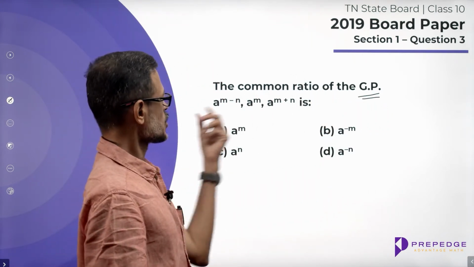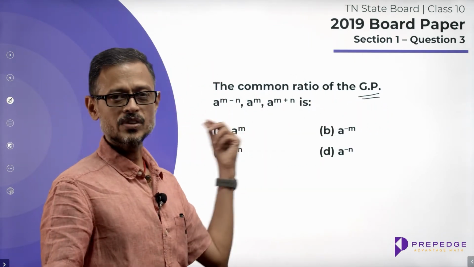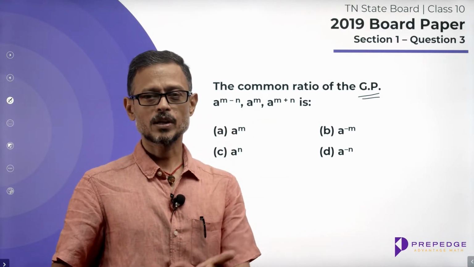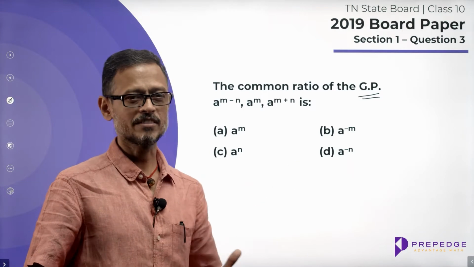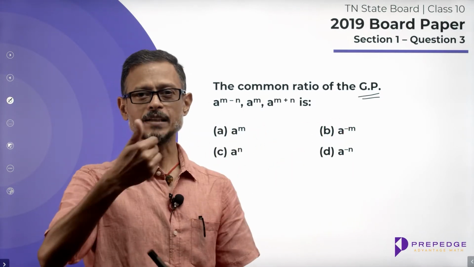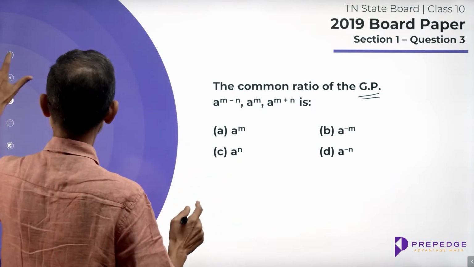The common ratio of the geometric progression of these three terms a raised to the power of m minus n, a raised to the power of m, a raised to the power of m plus n என்னன்னு கேட்டிருக்காங்க. ரொம்ப simple question. Just going to walk you through the steps. இதுக்கு நீங்க டைரக்டா பார்த்தே ஆன்சர் பண்ண முடியும்னா பண்ணிட்டு போயிட்டே இருங்க. Right? Let's get started. What is the geometric progression?